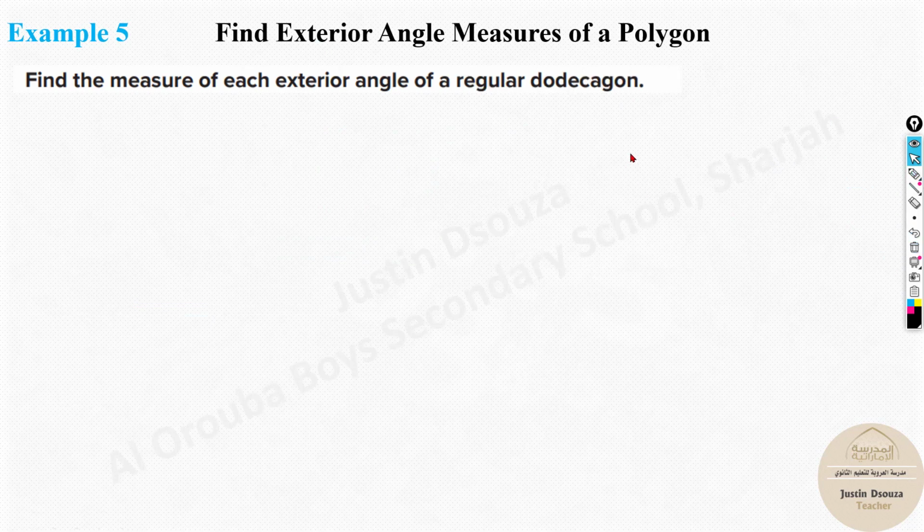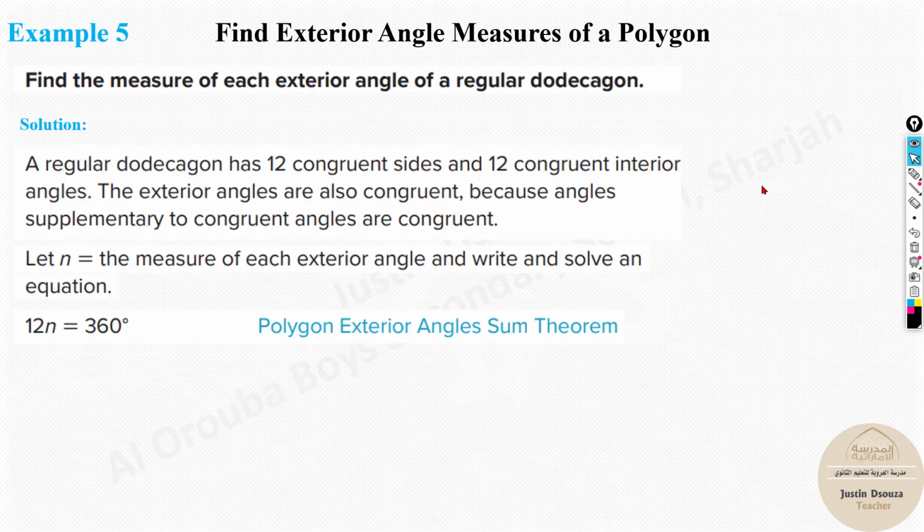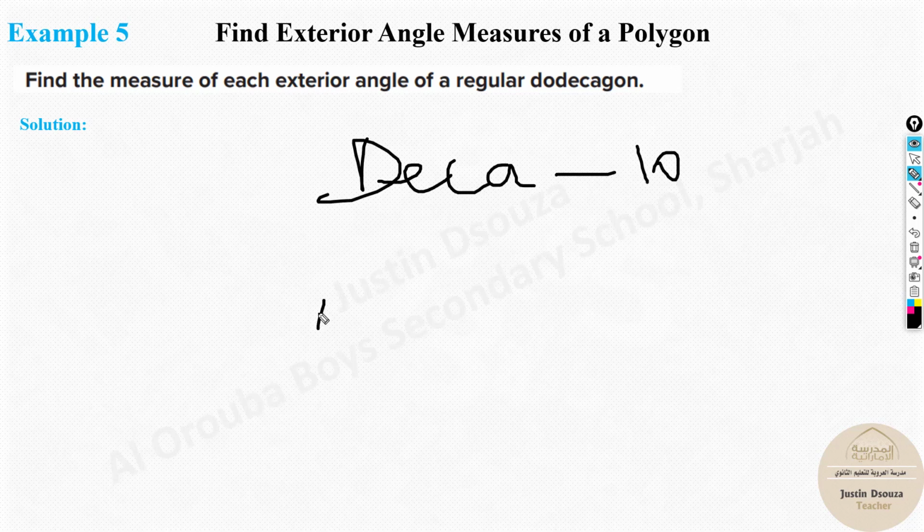Let's see another one. Now here they have not given a figure, they have just told a regular dodecagon. How much is dodecagon? Decagon is basically 10 sides. But here the important thing is regular. Regular means all the sides are equal. Okay, there's no figure. Anyways. Dodeca, now, I forgot. Deca is 10. Dodeca is 12. Do is 2, so 12. Okay, so this is the name for dodeca.